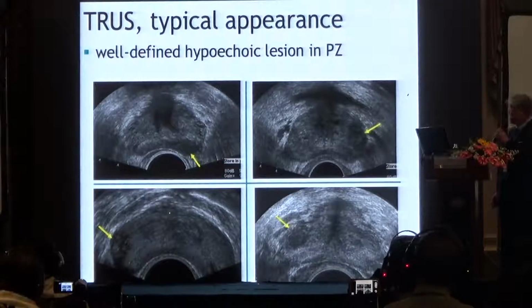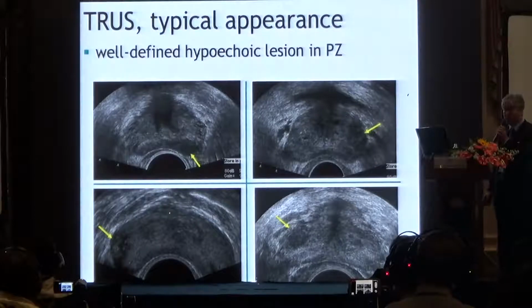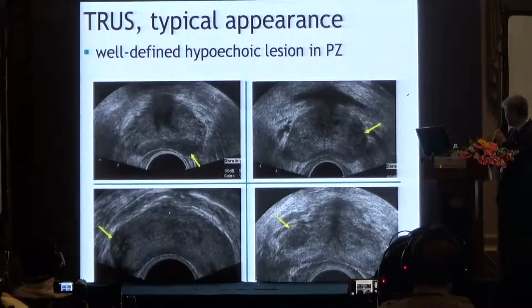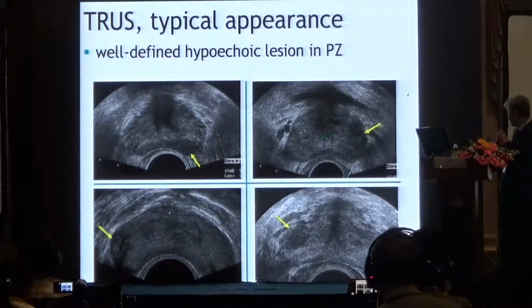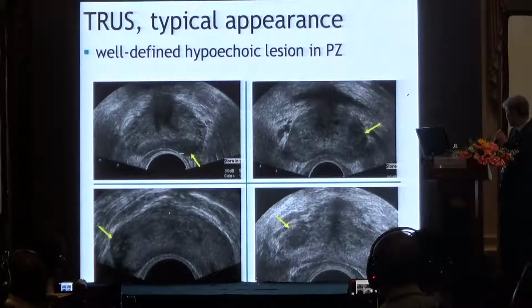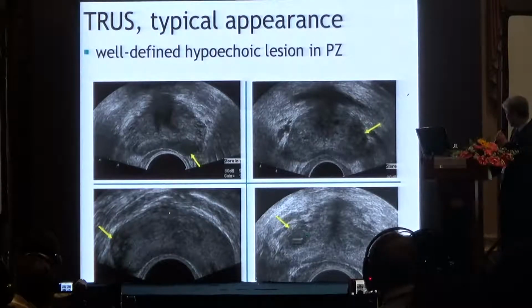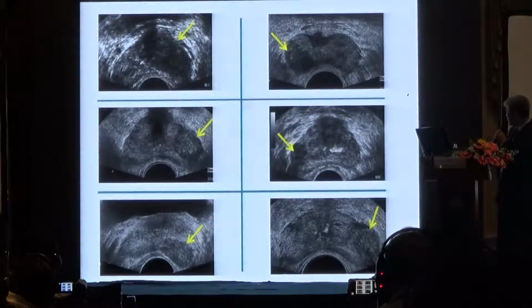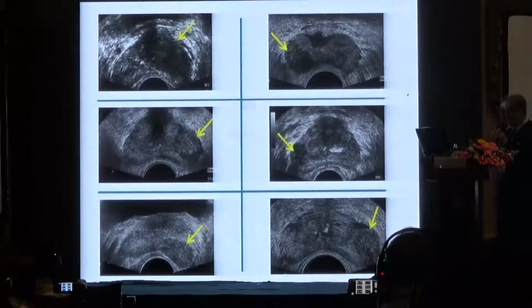Then, what's the typical appearance of prostate cancer at grayscale ultrasound? The typical appearance is a well-defined hypoechoic lesion in the peripheral zone. There are four different cases. Here are lesions of various sizes, but clearly we see hypoechoic peripheral lesions. In other cases of prostate cancer, size, location, and echogenicity vary, but the common finding is well-defined hypoechoic lesions in the periphery.